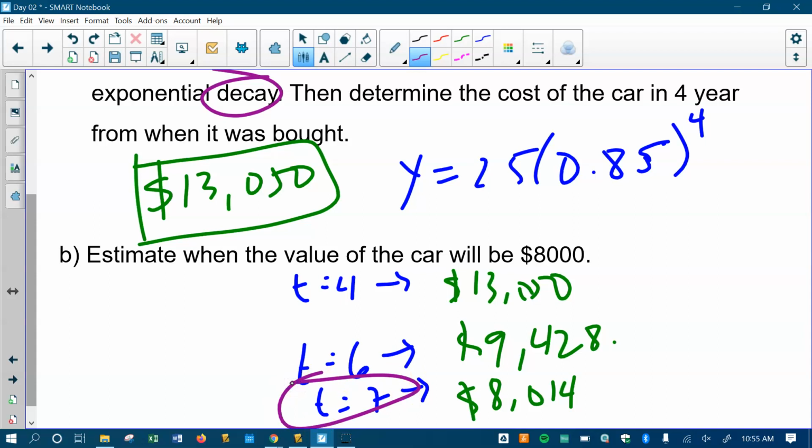Answer, t equals 7. 7 years after, the value of the car should be $8,000 if we're losing 15% a year.